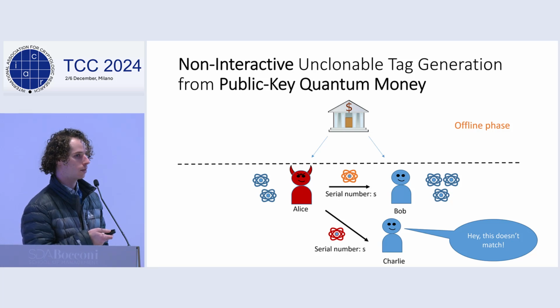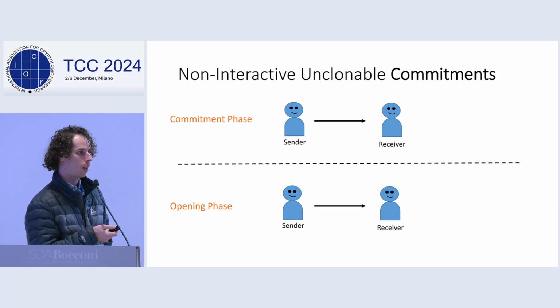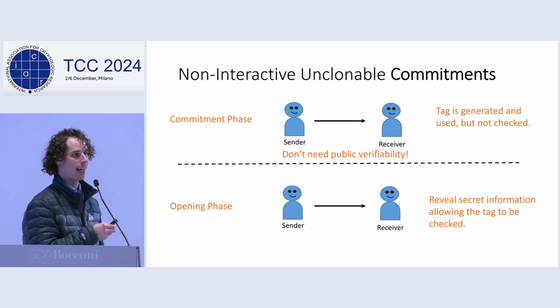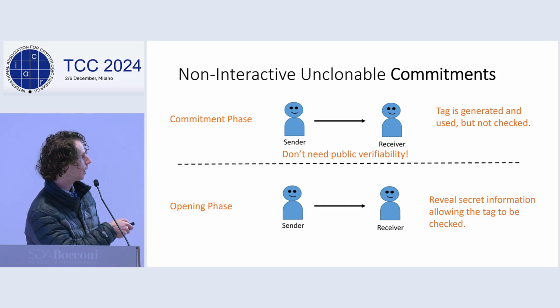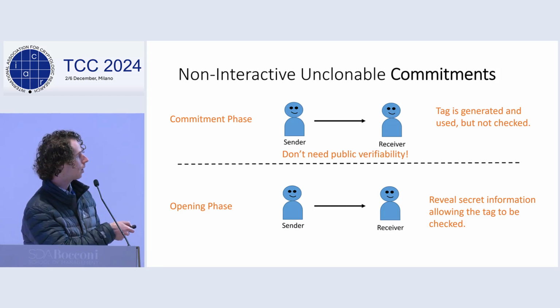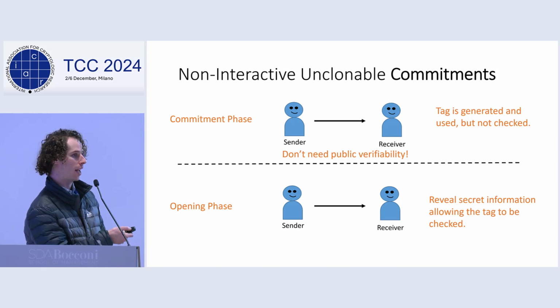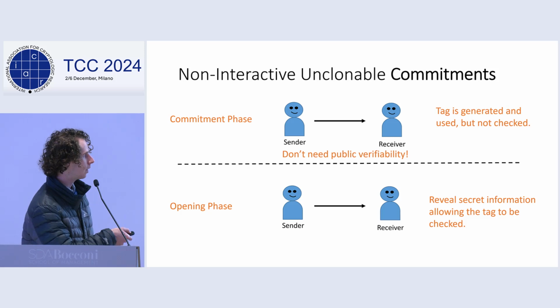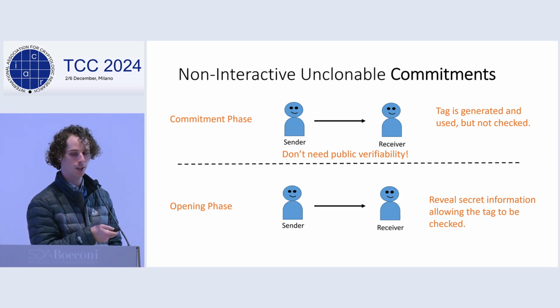In terms of commitments, we can actually get a construction without public key quantum money. And the key observation is we don't need the tag to be immediately checkable. In fact, there are two phases here, so we can kind of sneak in some interaction, where there's a commitment phase and then an opening phase. And so we can generate the tag and use it without actually checking it in the first phase. And so we don't need public verifiability in this phase. Then, in the second phase, we can reveal the secret information that allows the tag to be generated or checked.